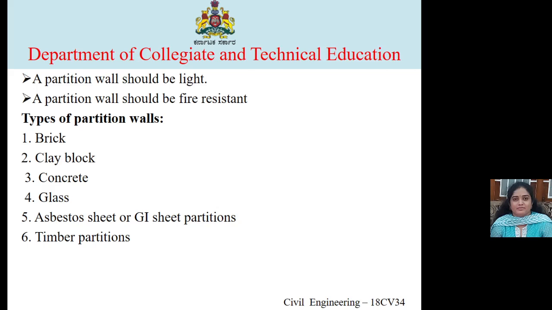So in this type of partition, the wooden framework is properly supported on the floor and fixed on the side of walls. The formwork, which consists of horizontal and vertical members, can either be plastered or covered with boards, etc. on both sides.